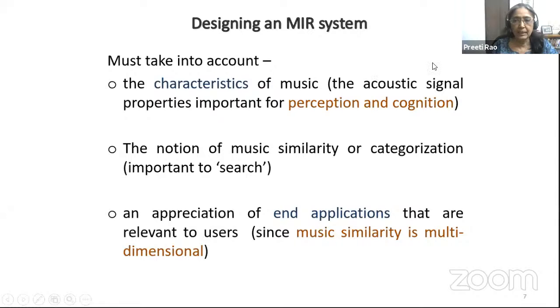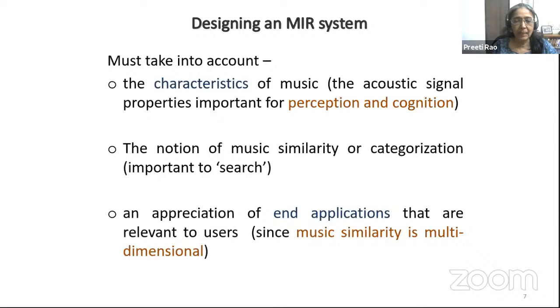Okay, so what do we have to take into account in an MIR system? The characteristics of the music, of course, the acoustic signal properties, which are important for perception and cognition. So all this is about helping a listener and helping a musician. The notion of music similarity or categorization, right? It's very important because, like we just discussed, retrieval is about finding similar items or similar categories. So it's very important to study the concept of similarity. And of course, the appreciation of end applications that are relevant to users.